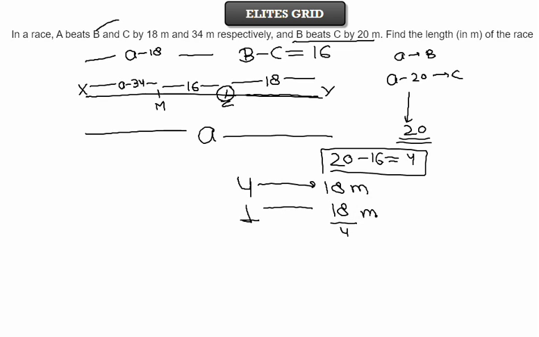And the gap of 20 between B and C, the gap of 20 will be maintained when B will cover 18 by 4 into 20. That means overall distance 90 meter. That means the length of the course, the length of the race, will be 90 meter. This will be your answer.